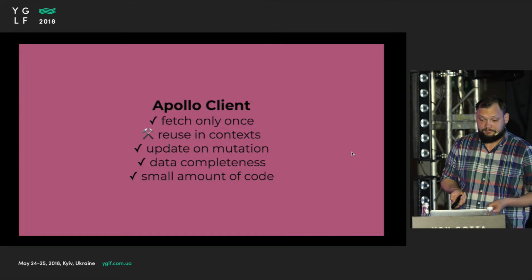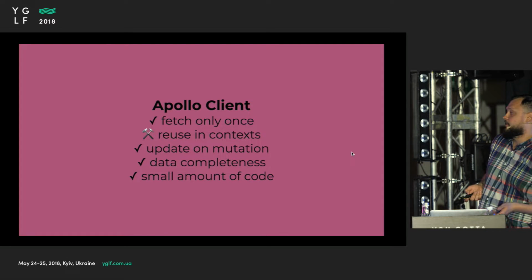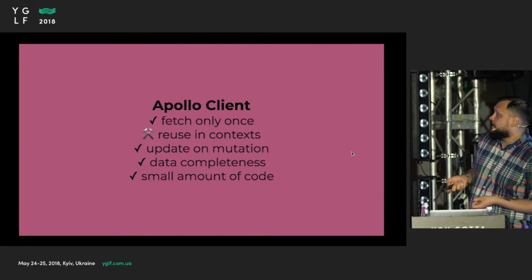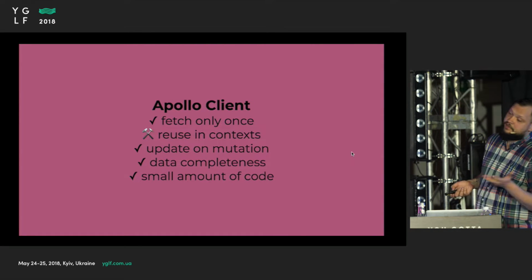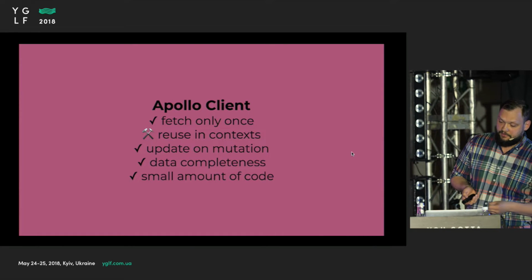So with Apollo, you fetch only once, because whenever you transition to a view that uses the same query or a similar query that's compatible with what you already have, it won't fetch it again. You can reuse stuff in context, but it requires manual work. So it's kind of a downgrade from object caching, where you had it out of the box.